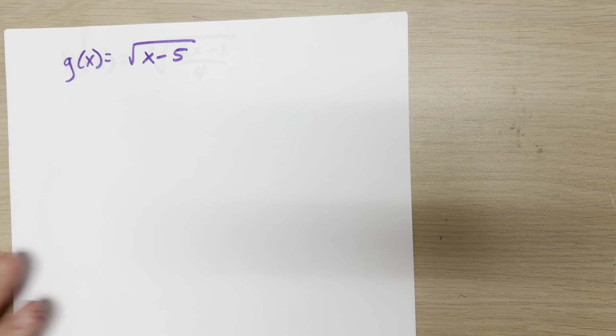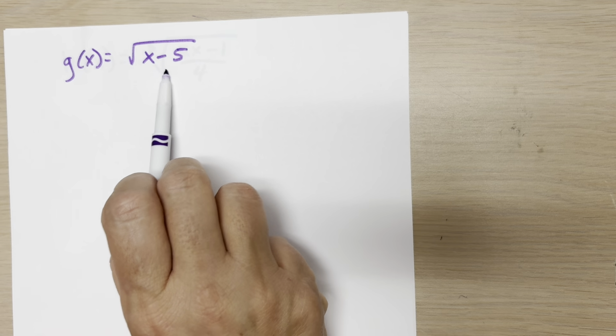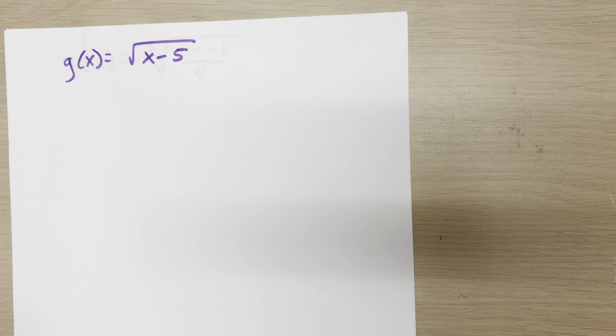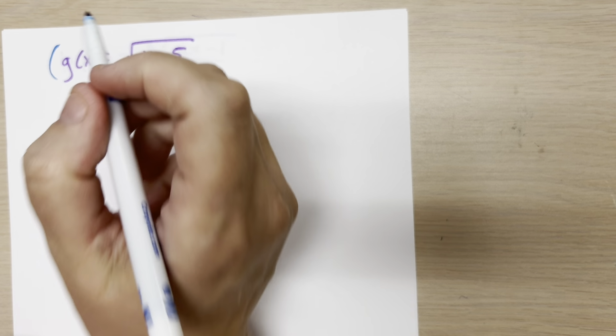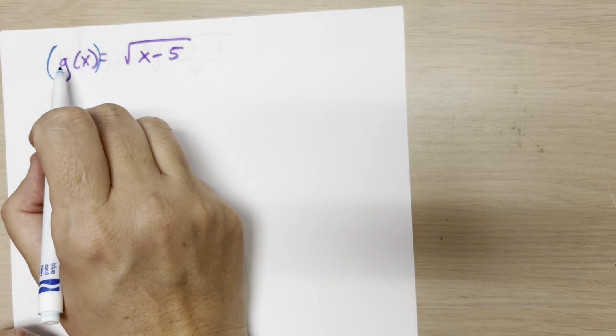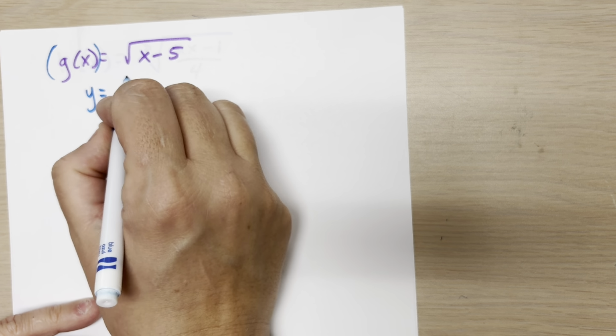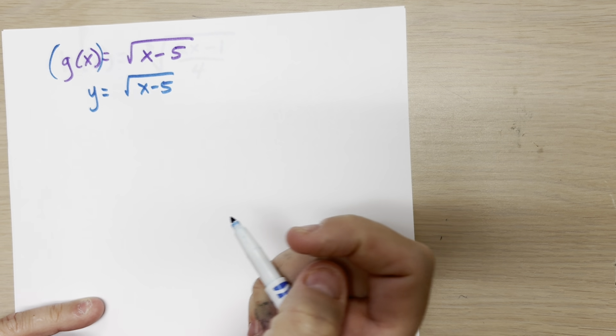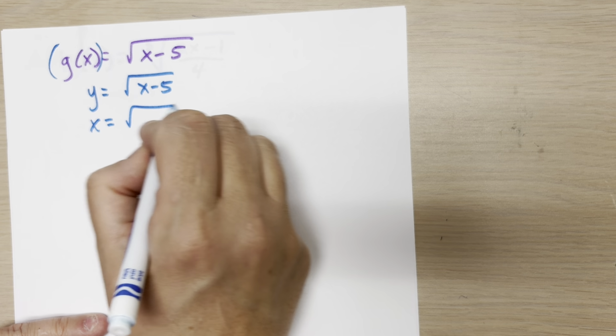If I have something like g of x is equal to the square root of x minus 5, I can find the inverse of that, all right? So we're going to go ahead and, oh, what am I doing? I'm getting carried away with myself. I'm going to replace g of x with y. Then I'm going to switch out x and y.